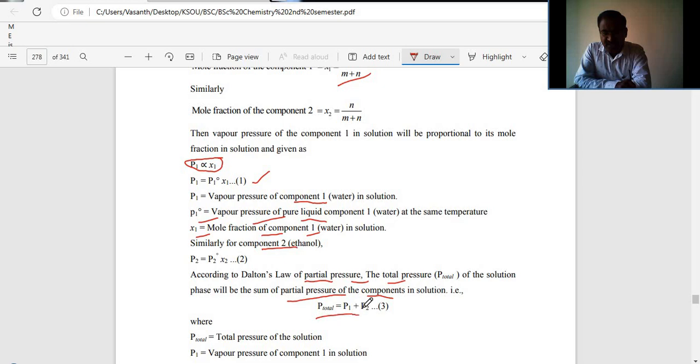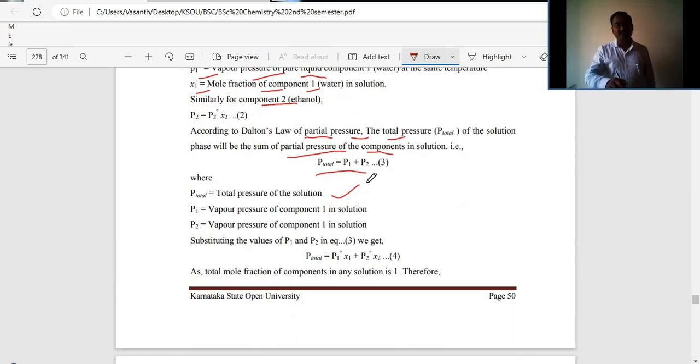That is, P total is equal to P1 plus P2. Generally, Raoult's law says that the partial pressure of different components is related to the total pressure of the solution, where P total means the total pressure of the solution, P1 means the vapor pressure of component 1 in solution, and P2 means the vapor pressure of component 2 in solution.